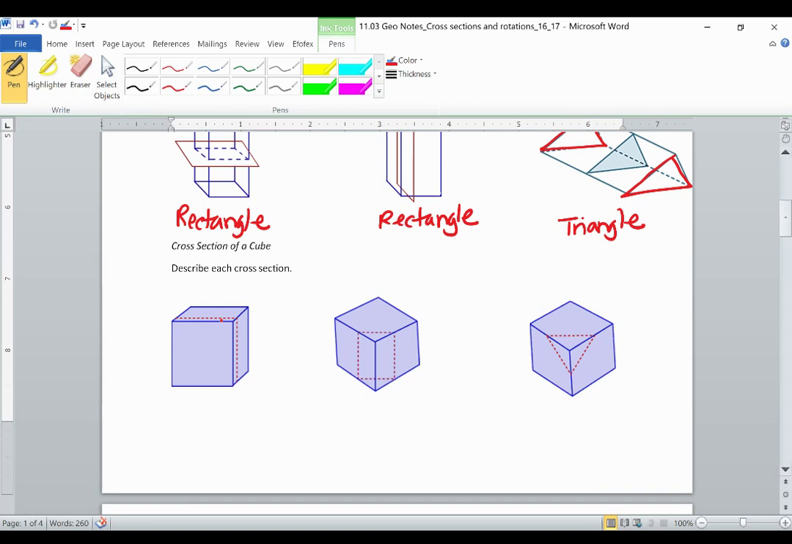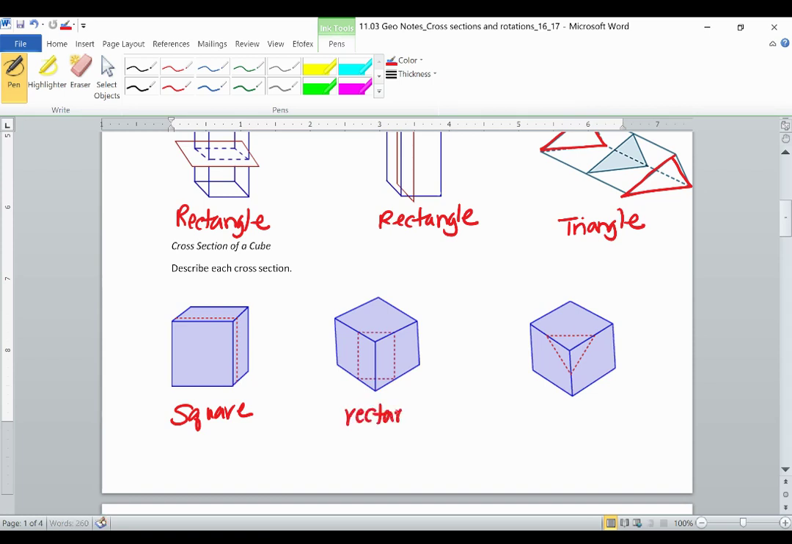Okay, so since this is a cube, all four sides are the same. So when we slice off at that red dotted line, you would end up with a square on either side. Here, if we slice perpendicular to the base and straight down through here, we would end up with a rectangle.